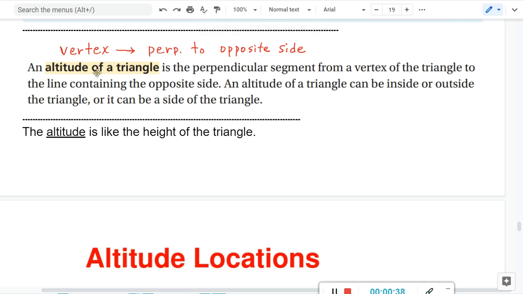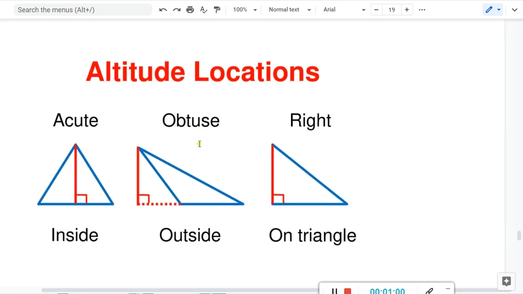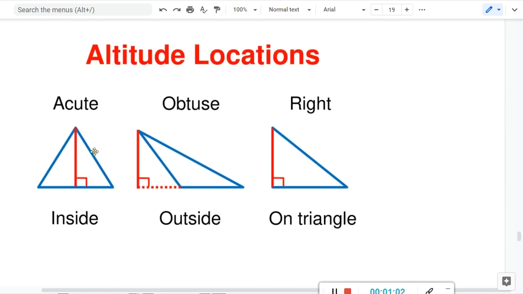For the altitude, it basically goes from the vertex and it's perpendicular to the opposite side. An altitude of a triangle is the perpendicular segment from a vertex of the triangle to the line containing the opposite side. So the altitude is like the height of the triangle. And here are some good examples. The triangle is drawn in blue and the altitude is in red.